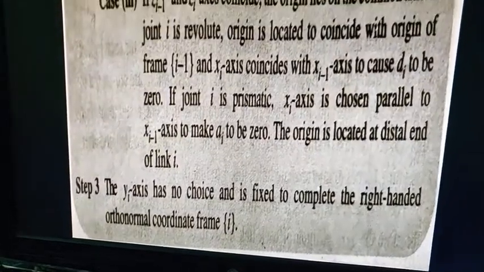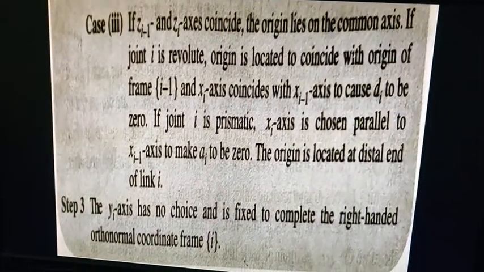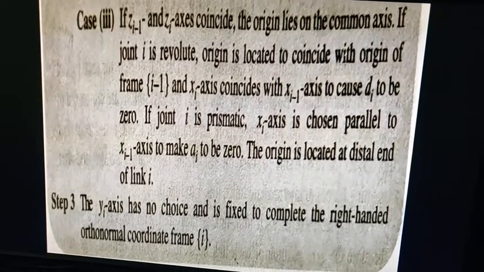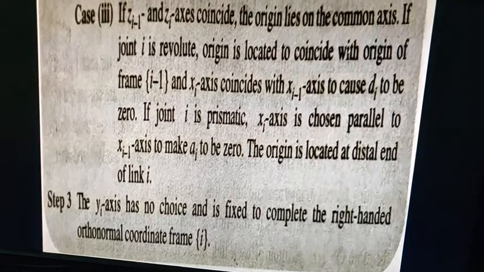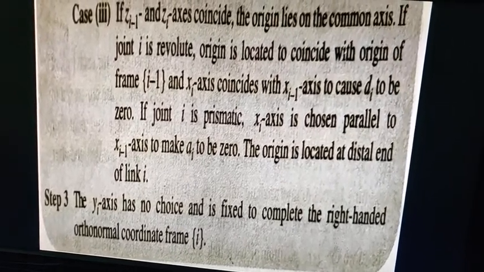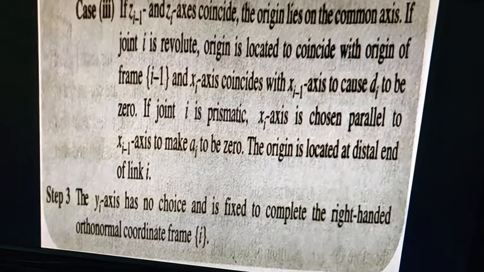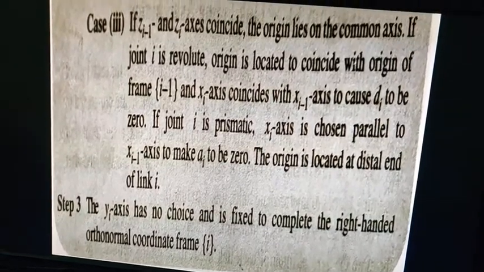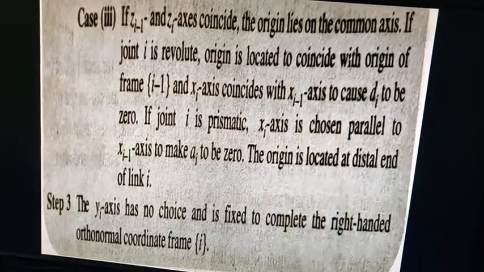Then in case 3, if z(i minus 1) and z(i) axis are coincident, the origin lies on the common axis. If joint i is revolute, the origin is located to coincide with the origin of frame i minus 1 and the x(i) axis coincides with the x(i minus 1) axis to cause d(i) to be 0. If the joint is prismatic, the x(i) axis is chosen parallel to the x(i minus 1) axis to make a(i) 0. In both conditions, prismatic and revolute joints, the variable varies. The origin is located at the distal end of link i or the end effector.